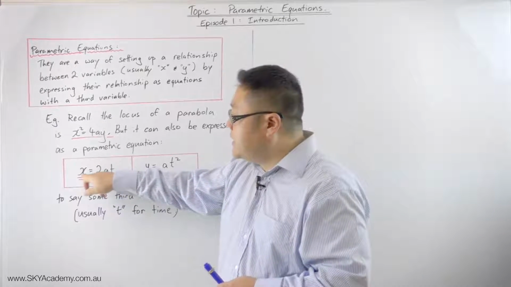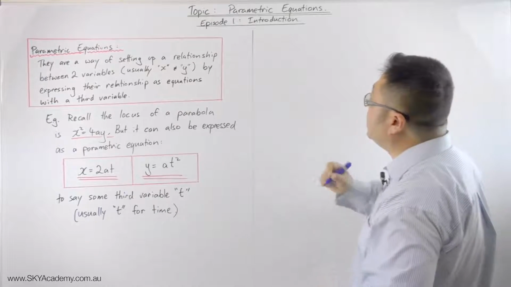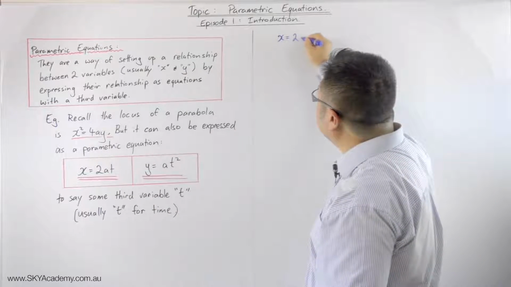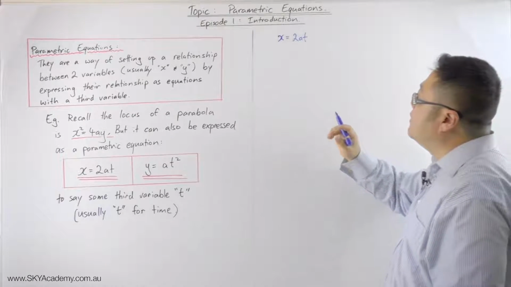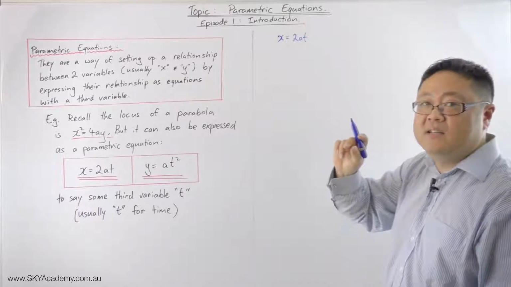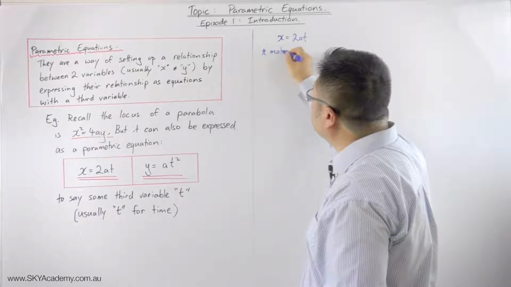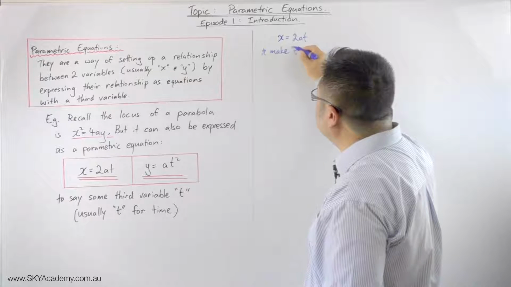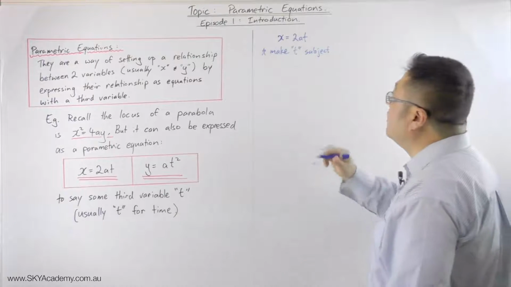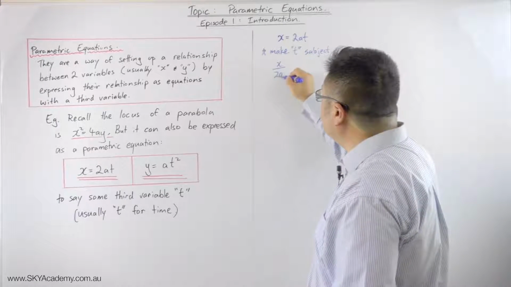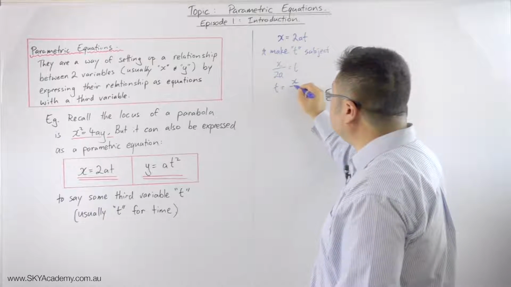All right, so can you see that x is equal to 2at? All right, so this is what we're going to be doing. We're going to say that x equals 2at, which actually means that we can work out t in terms of x. So here's what we're going to do. We're going to make t the subject of the formula. Okay, so what would that be, right? Well, it would be x on 2a equals t, right? Or t is equal to x on 2a.